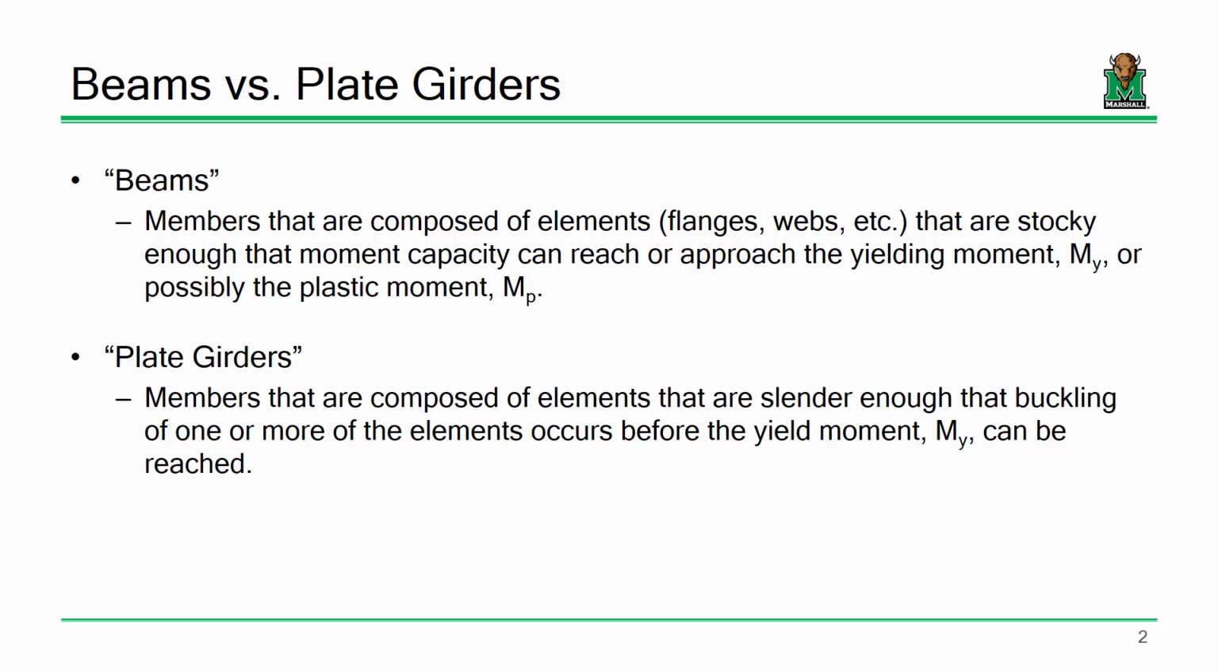But there really is a fundamental difference in the behavior, so much so that the spec is actually written based on this differentiation. When I think of a beam, I think of the top flange, the web, and the bottom flange all working together as one cohesive flexural element. When I think of a plate girder, I don't think that. I think that the members, the elements, are so slender that the compression flange and the tension flange are sort of acting on their own.